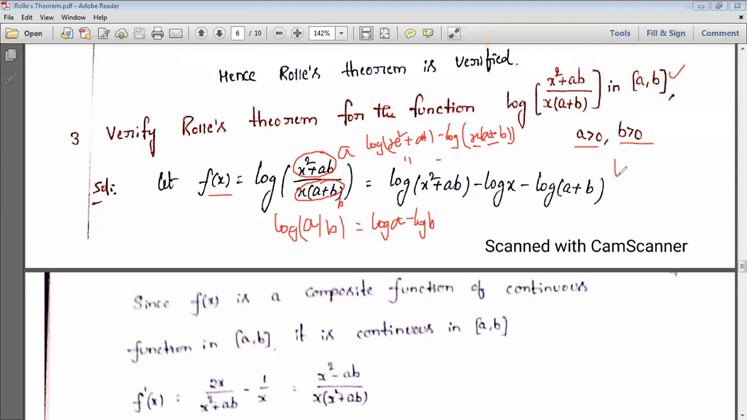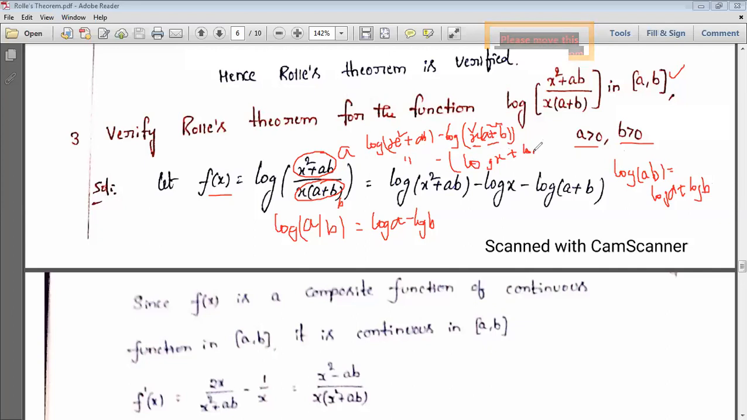So again we can apply the formula log ab is equal to log a plus log b. Here a is x and b is the total term (a plus b). Now we write this as minus of log x plus log of (a plus b).